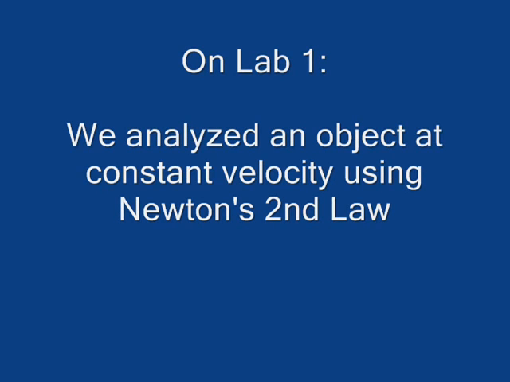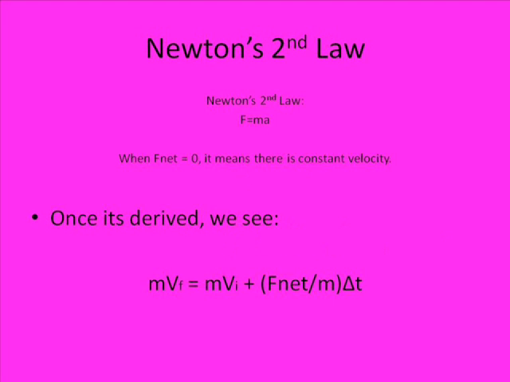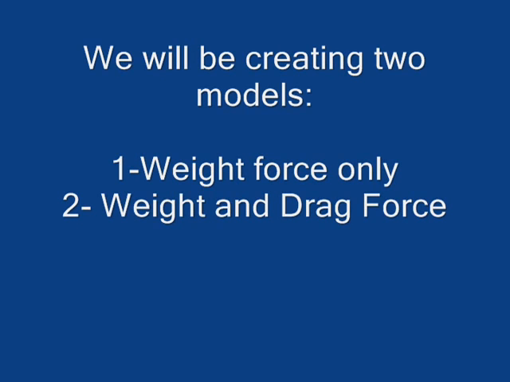On the last report, we analyzed an object moving at constant velocity using Newton's second law. We found that for an object to have constant velocity, the net force has to be equal to 0. As we can see, we can plug this into the formula and realize that the final velocity is equal to the initial velocity. As mentioned before, in this lab we will analyze two forces acting on the object, making Fnet not equal to 0.